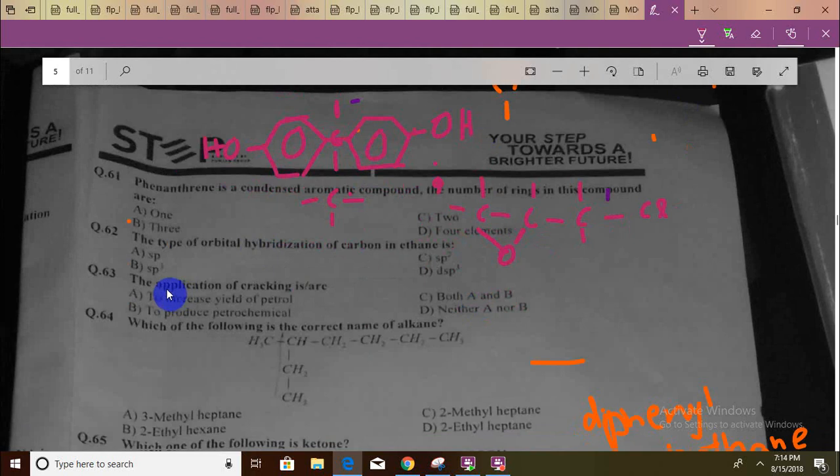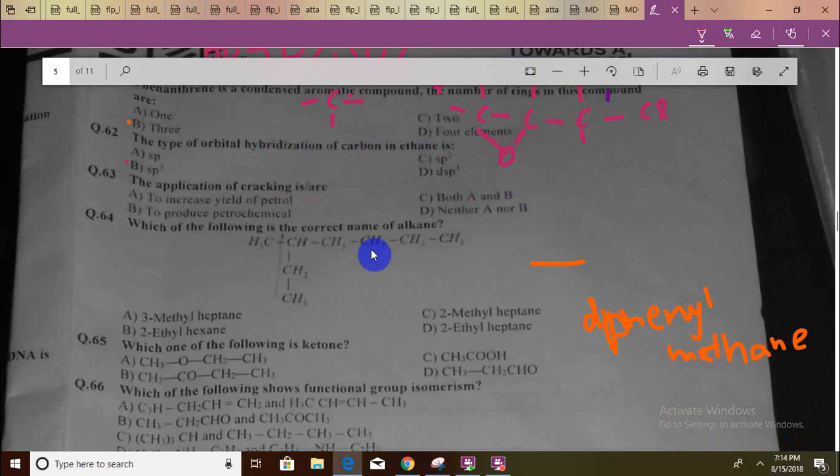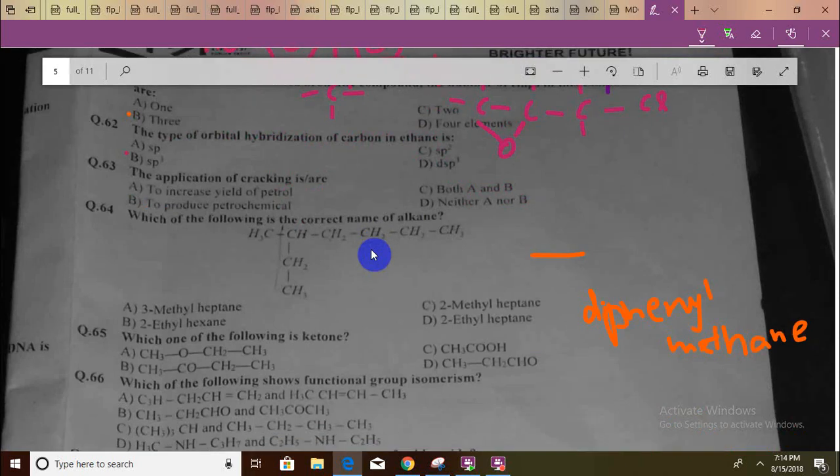The type of orbital hybridization of carbon in ethane is definitely sp3. And what is the application of cracking? To increase the yield of petrol, to produce petrochemical, both A and B, neither A nor B. It's actually to produce gasoline from the cracking of heavier fractions. So we'd go with neither A nor B because petrol is pretty heavy, one of the more heavier components.